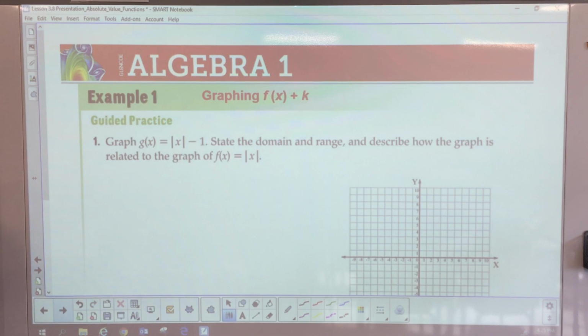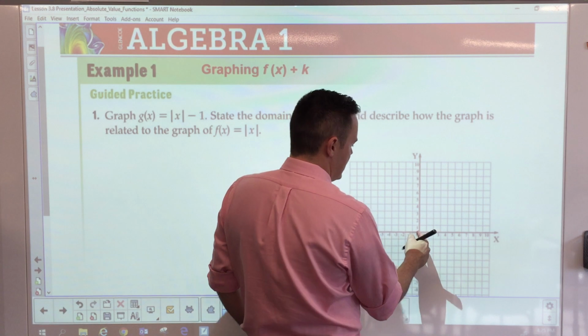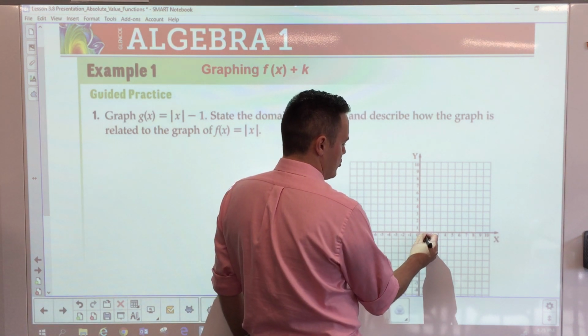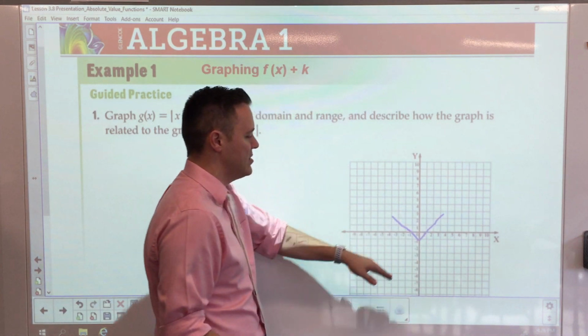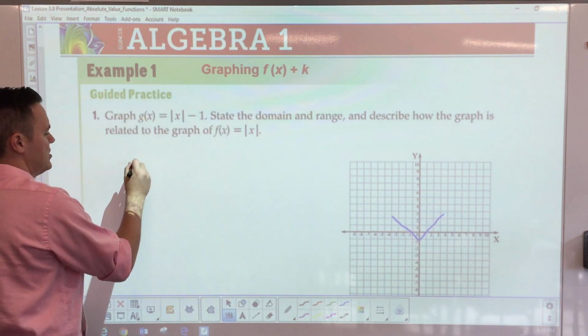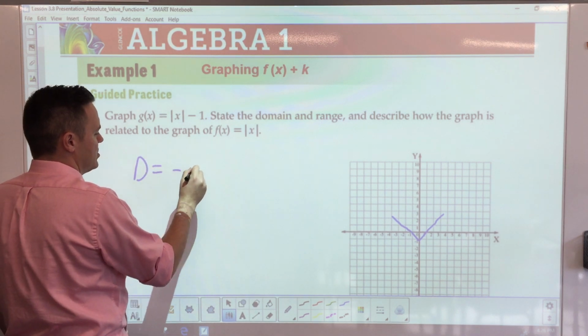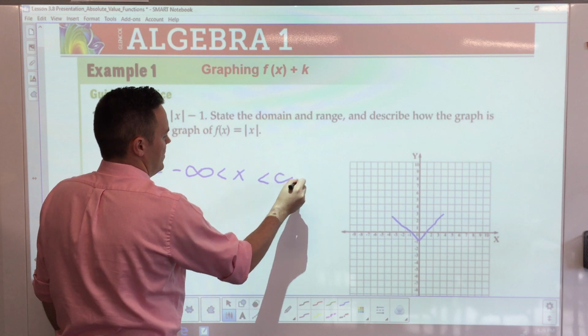All right, if I were to graph this one, ladies and gentlemen, what do you think it's going to do? Minus is going to take it from the original vertex and drop it down 1. Now, I can continue to draw this out, I'm choosing not to, but it's going to drop it down 1 point. So my domain is still going to be all real numbers, negative infinity to infinity.